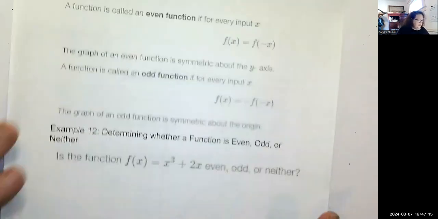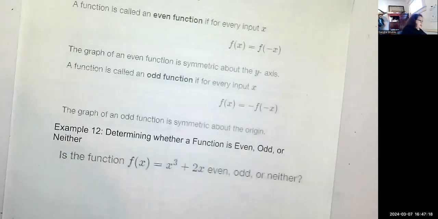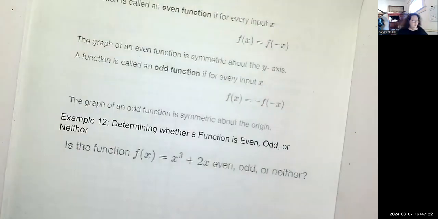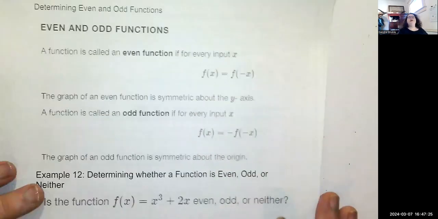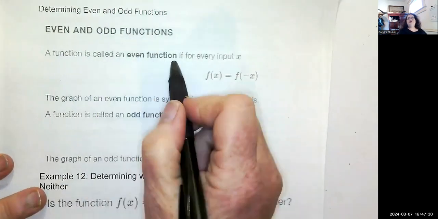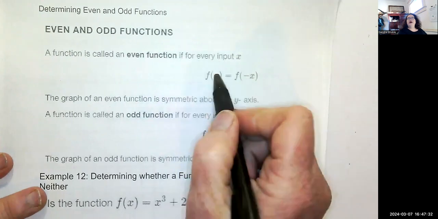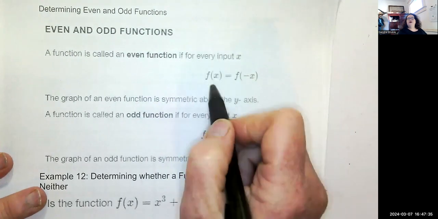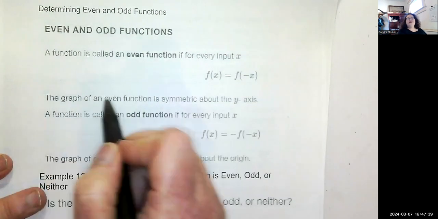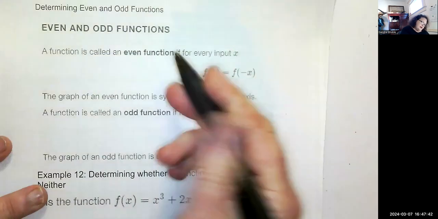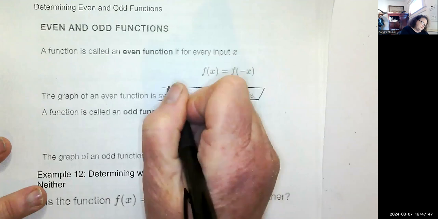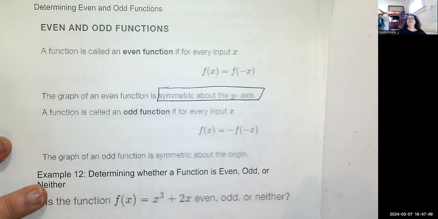Even and odd functions. That is our next victim. All right, determining even and odd functions. A function is called an even function if for every input of x, f of x is equal to f of negative x. So what this means, and I'm going to read this part because this is important, is the graph of the even function is symmetric about the y-axis. It is symmetric about the y-axis.